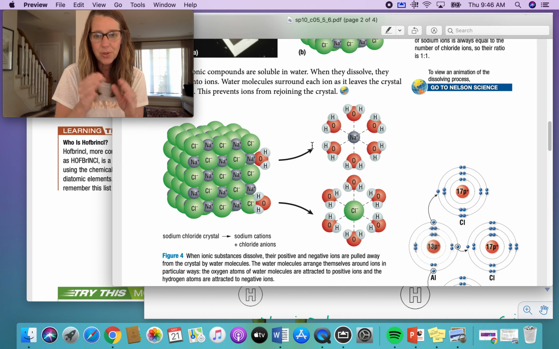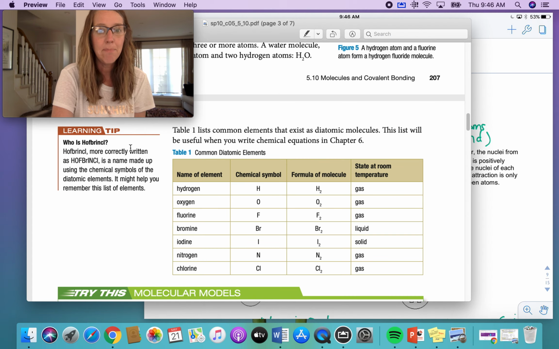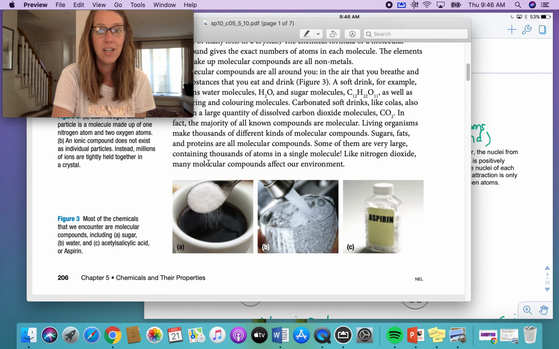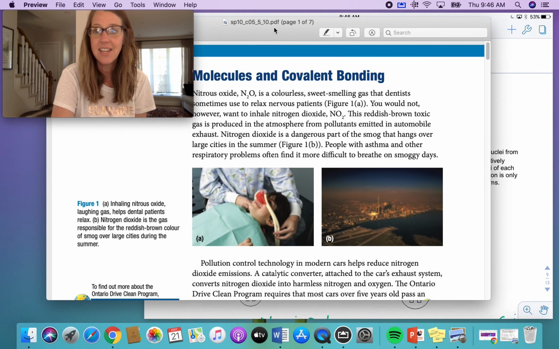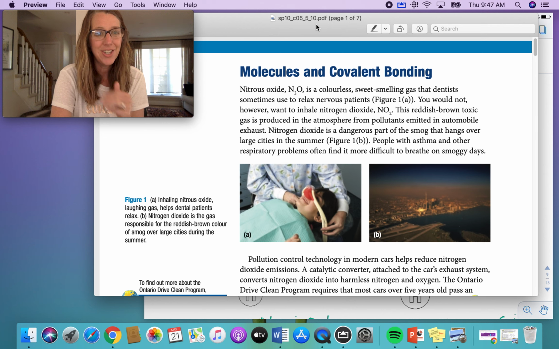Now we're going to put our ionic compounds completely aside. We're going to remember how to do all of those, but today we're going to move on to the next big group of compounds. These are the covalent compounds. Covalent means sharing of the electrons. It's a weaker bond, and these molecules are comprised only of non-metal atoms.